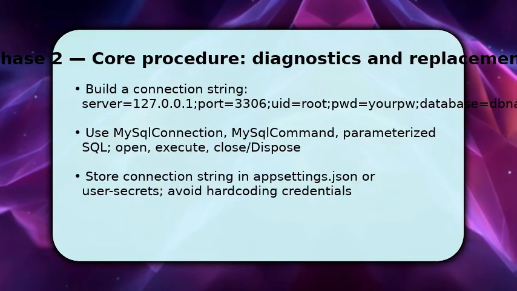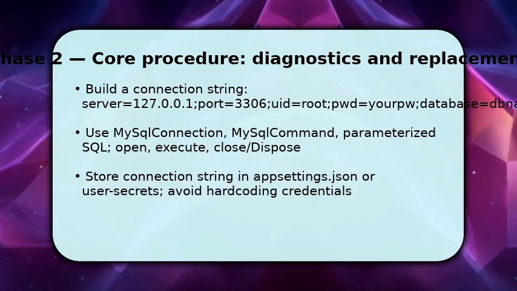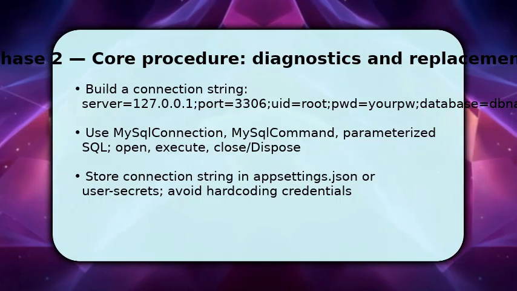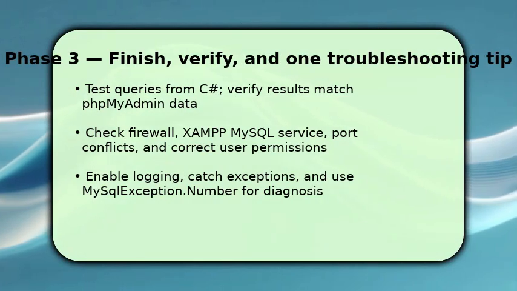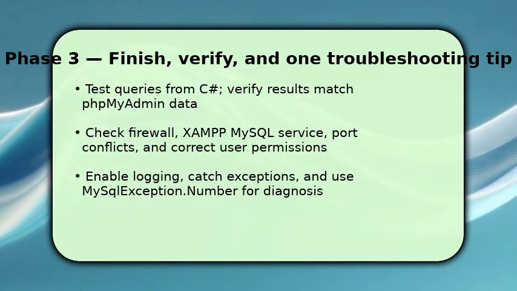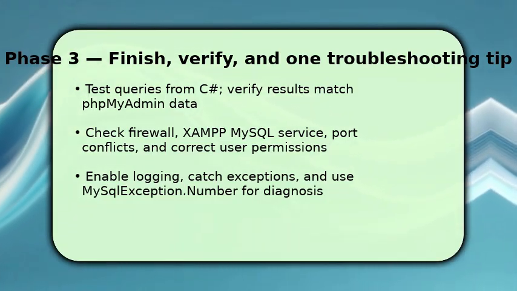To finish, run your app and test simple select and insert queries. Confirm results in phpMyAdmin so you know the end-to-end path works. If it fails, check the MySQL service in XAMPP, firewall rules, and port conflicts. 3306 must be reachable. Also verify the database user has proper grants.